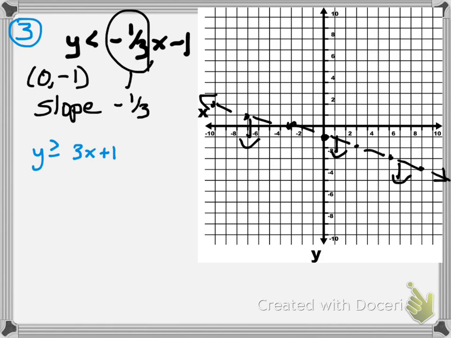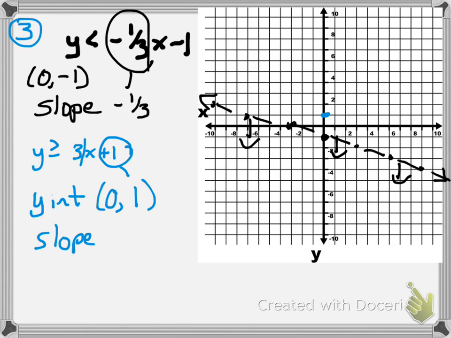Now for my blue line. My y-intercept is what? (0, 1). My slope is 3. So how do I need to write that so I can move with my slope? It's positive, so that means I rise up 3 over 1.